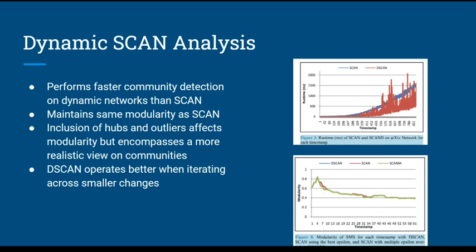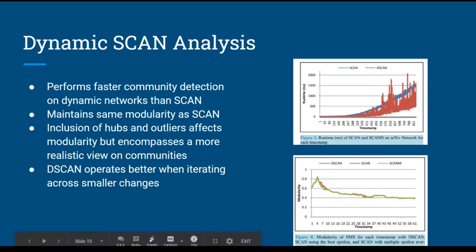If you take a look at the graph on the top right, you'll notice that it operates better on most cases, but sometimes it'll spike a little bit above scan. And this is because during those intervals, there are greater changes. So we concluded that dscan will operate better when iterating across smaller changes and ran more often than not.